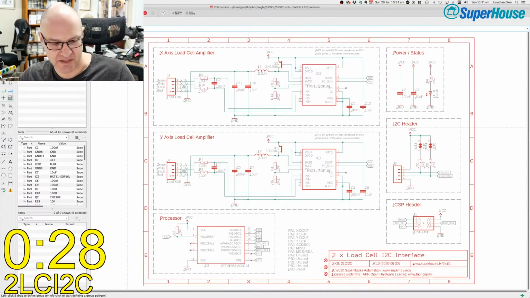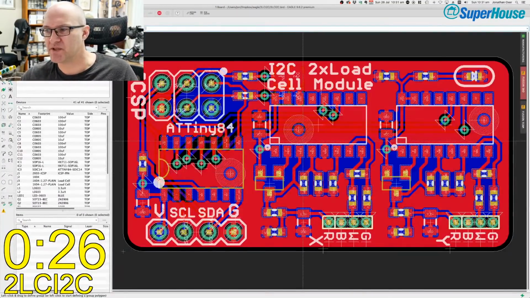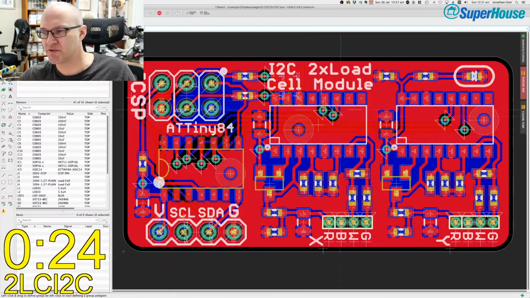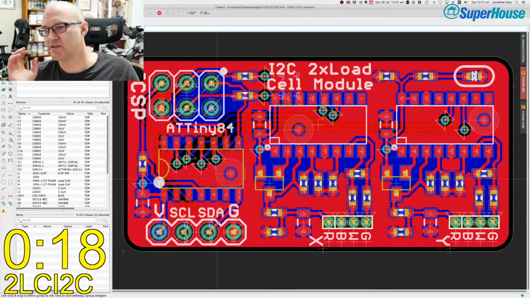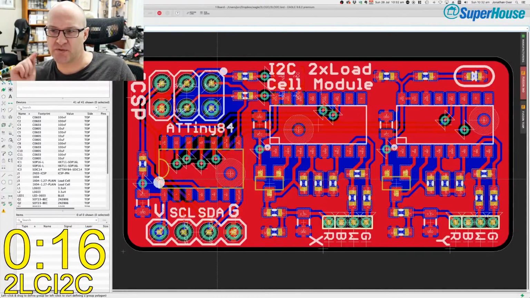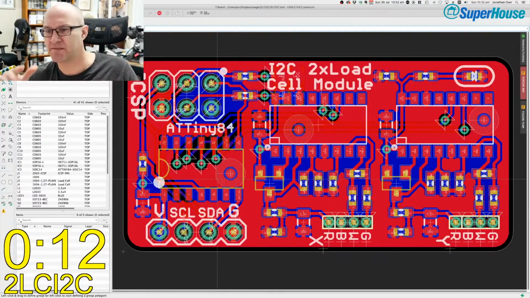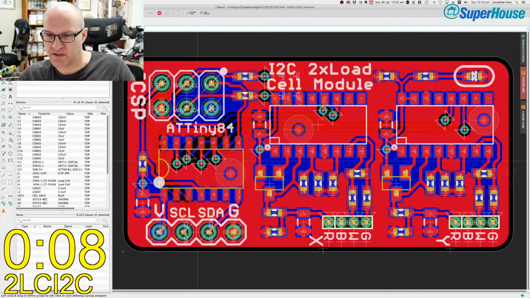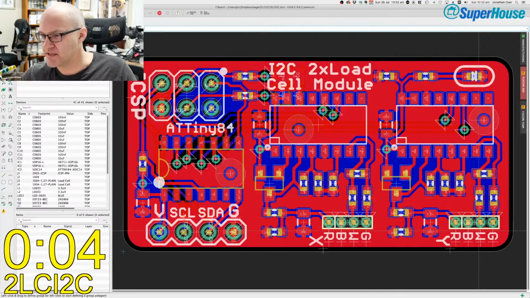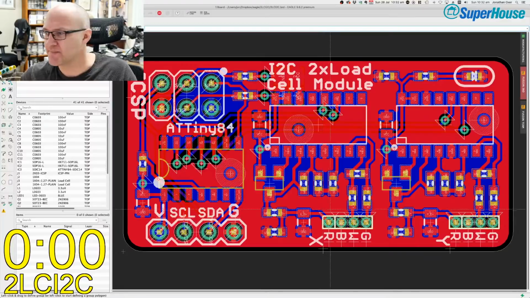So what I did was design this little PCB which mounts vertically. It's got the two 24-bit ADCs on here. There's an ATtiny84, and the idea is to use the ATtiny84 to read the positions of the load cells, and it acts as an I2C device so that it can be queried and you can see what is going on with the load cells. It's got the I2C interface just down here and the interface down here to the two load cells for the X and Y axes. And I'm out of time.